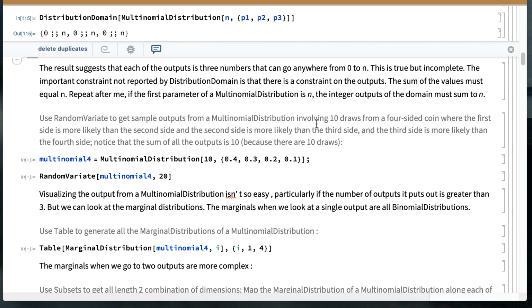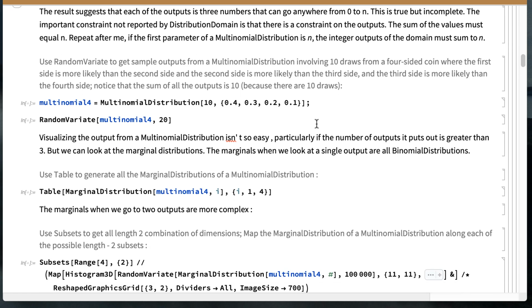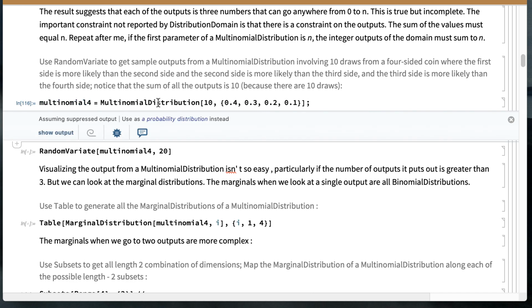Remember that, here's an example, by the way. Let's use a concrete example. Here we have a distribution with 10 flips, 40% probability that it'll come out let's call it a 1, 30% a 2, 20% a 3, and 10% a 4. And you'll see how we'll just name this multinomial 4.